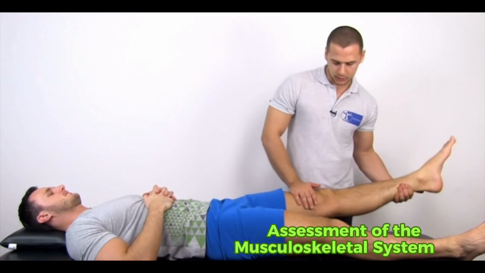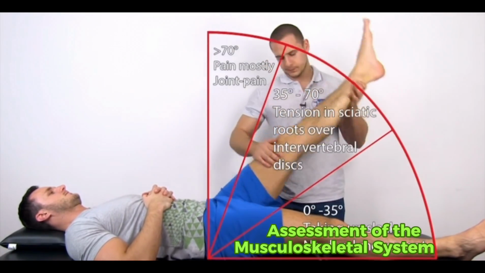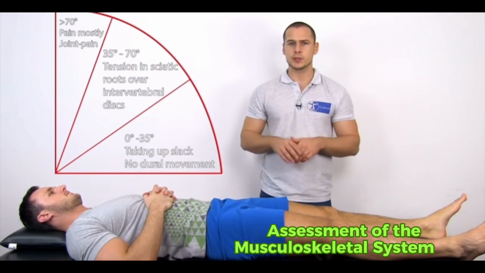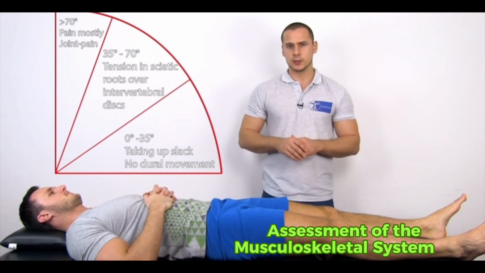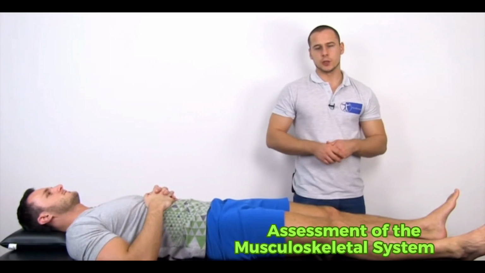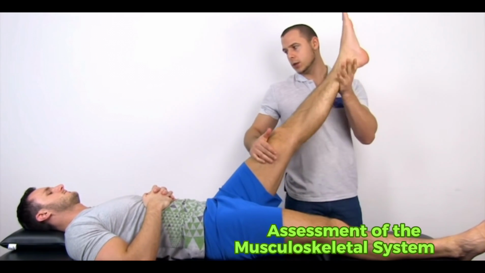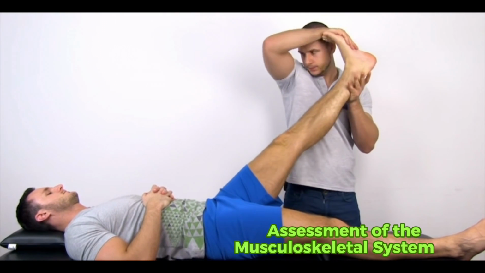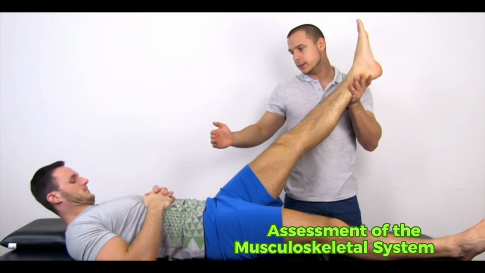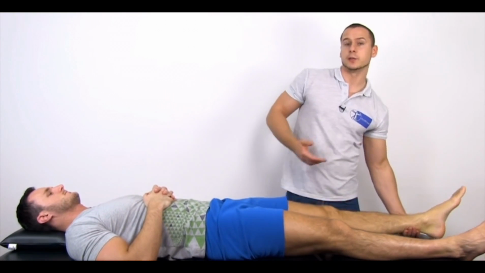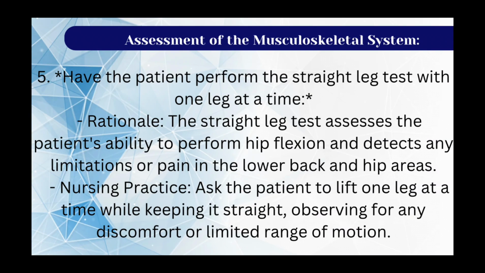5. Have the patient perform the straight leg test with one leg at a time. Rationale: the straight leg test assesses the patient's ability to perform hip flexion and detects any limitations or pain in the lower back and hip areas. Nursing practice: ask the patient to lift one leg at a time while keeping it straight, observing for any discomfort or limited range of motion.